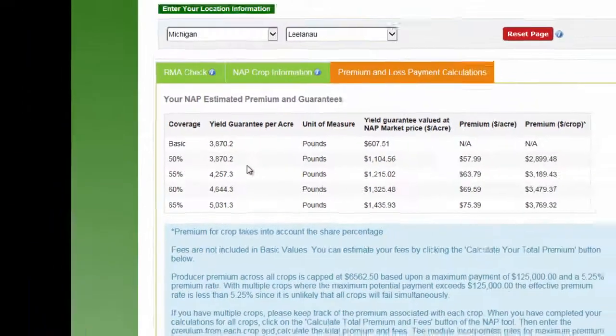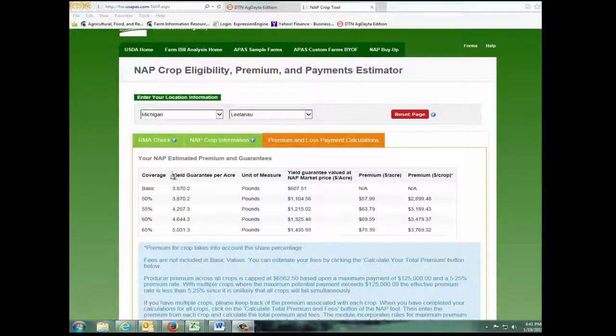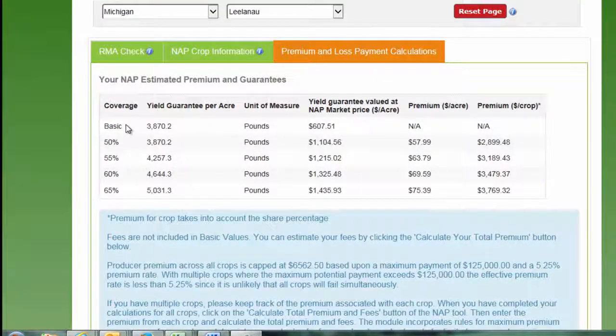So we have the right county and so forth. There are 5 coverage levels. One is the basic, which used to be called cat coverage. It is a 50% yield guarantee of your approved yield. There is no premium for this one. You do have to pay the fee. And the coverage, if there's damage, is 55% of the dollar lost under 50%.